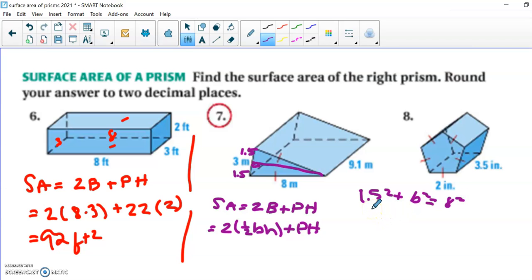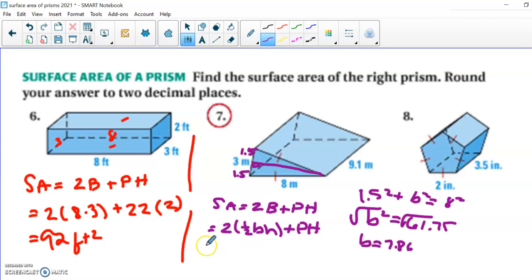So I'm just going to save a little bit of time. I'm going to say 8 squared minus 1.5 squared. And that gets me b squared equals 61.75. Let's go ahead and square root both sides. Square root of 61.75 looks like it's about 7.86 we'll go with. And that seems reasonable. I knew it was going to be less than 8, and I knew it was going to be pretty high because the other side was so small.